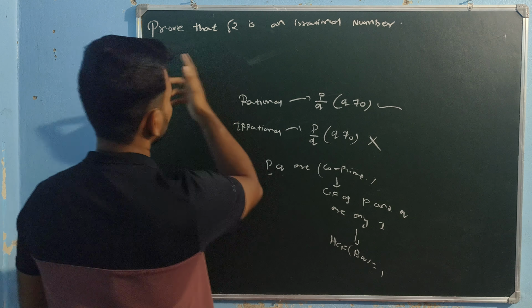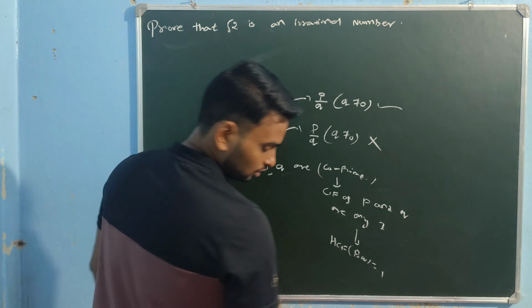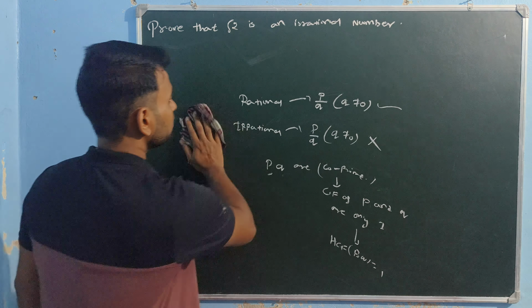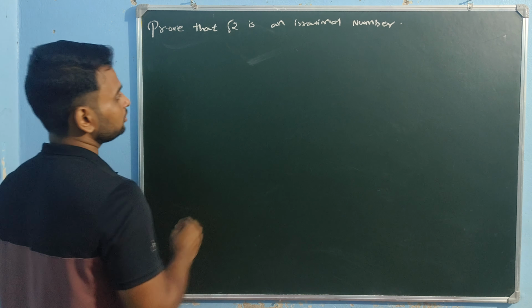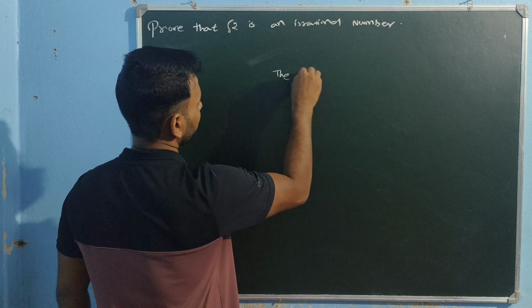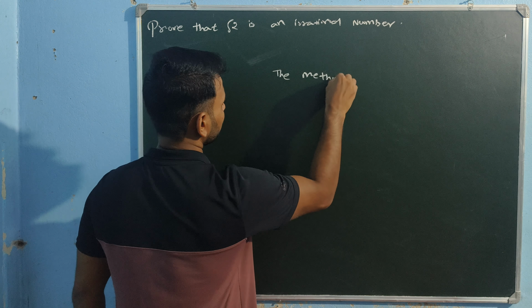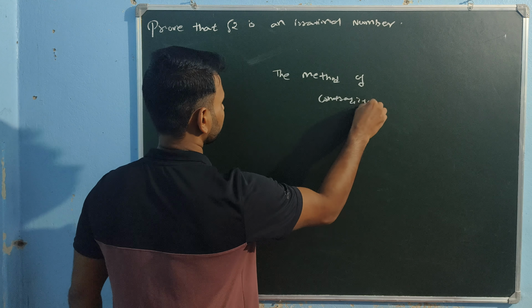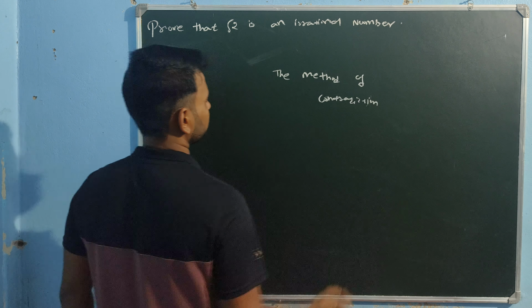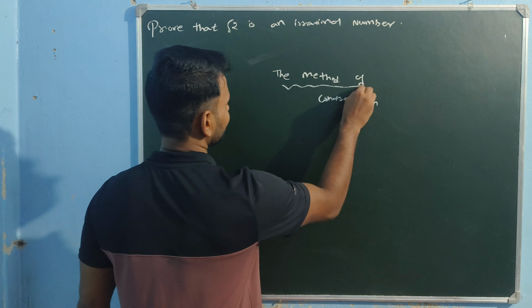So let us prove that root 2 is an irrational number. This is proved by the method of contradiction. So what is the method of contradiction?